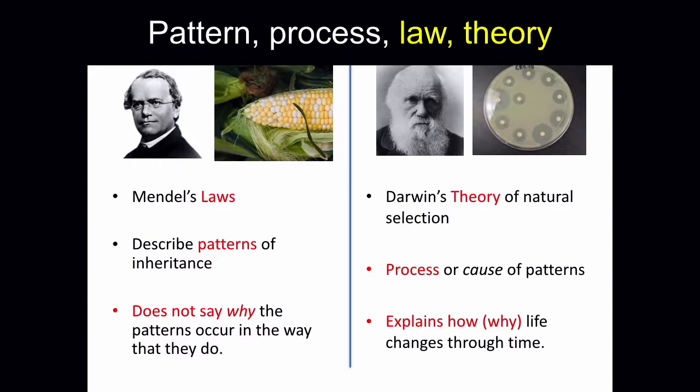Well, we have an observation that life changes. What Darwin was trying to explain is why or how it changes. And so his theory of natural selection was the explanation. So here we contrast Mendel's laws with Darwin's theories, and we can see the similarity between patterns and processes.